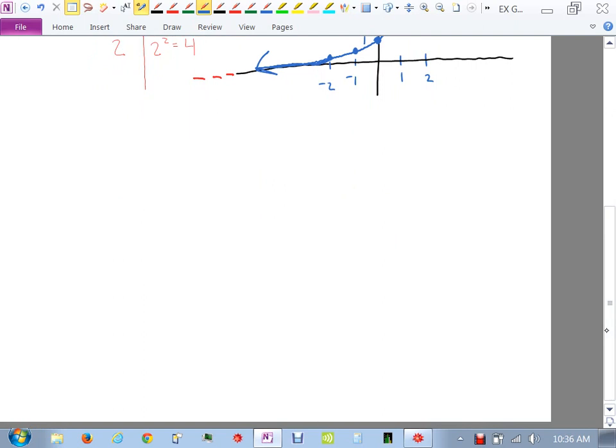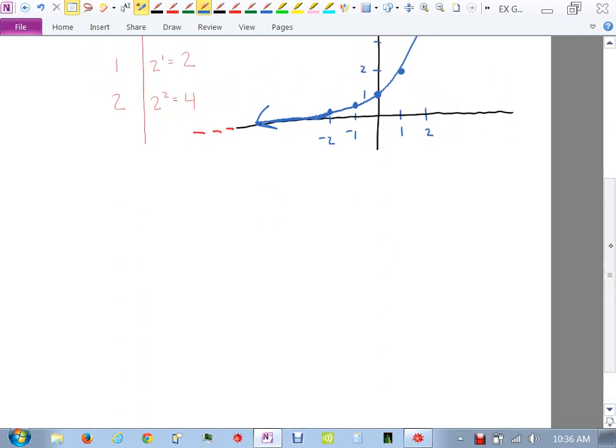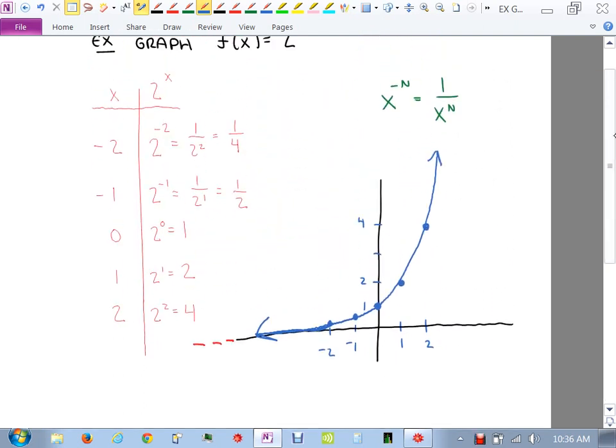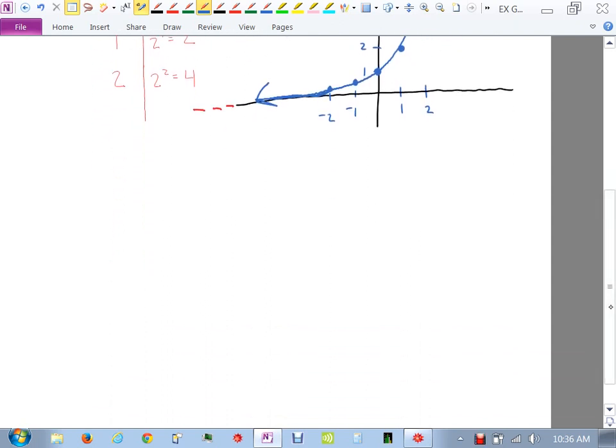I still have 10 minutes. Okay, you think with what I gave you, you could graph a couple of these for homework? Okay. All right, well, I'll see how you do. So this will be your homework. I want you to see if you can graph the following.